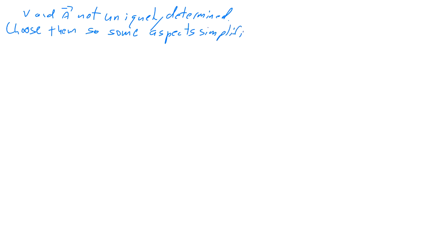So in particular, why are they not uniquely determined? Many V and A give the same E and B. And E and B are what determine the forces, the things that actually matter, the things we can observe, right? And so this freedom to choose is called gauge freedom.